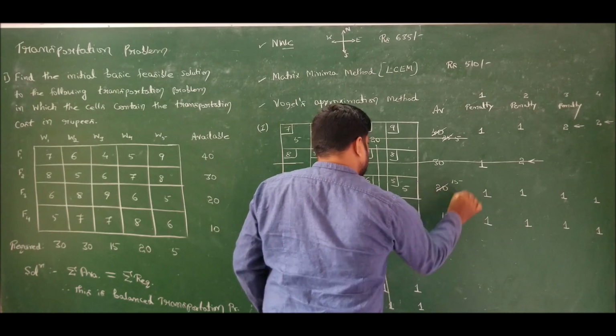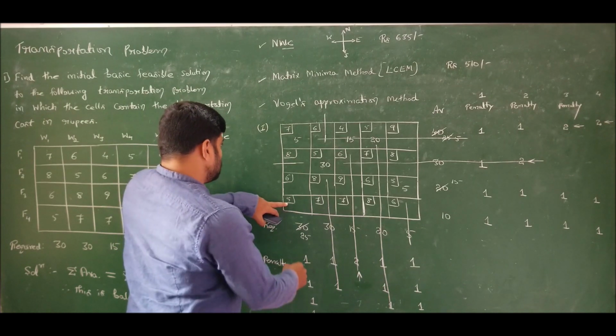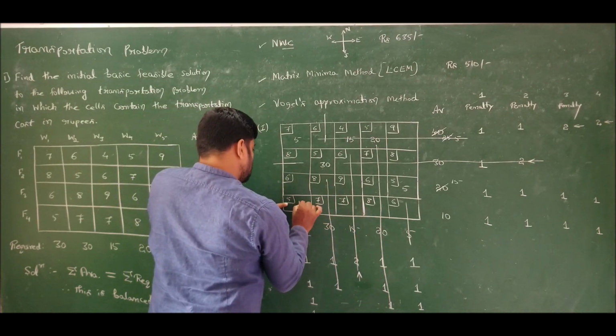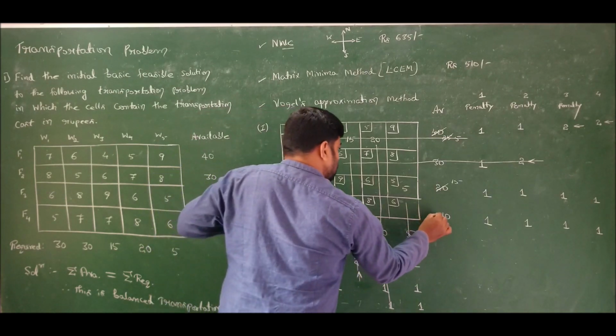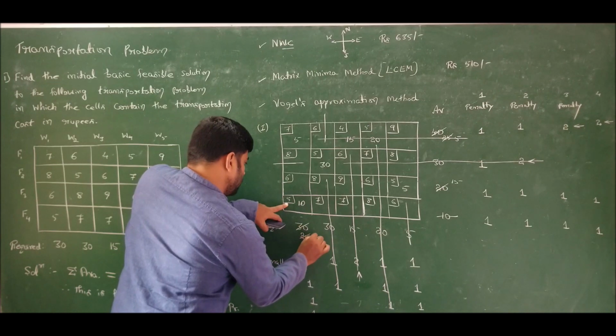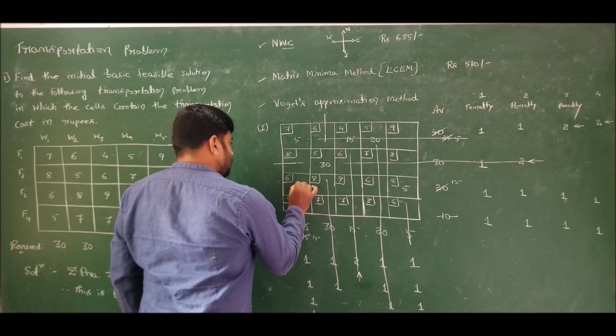Remaining is 15. And then I have minimum here 5. So minimum of 10 and 25. 10 is the minimum. So I will eliminate this. Remaining is 15. So now 15 will go here.